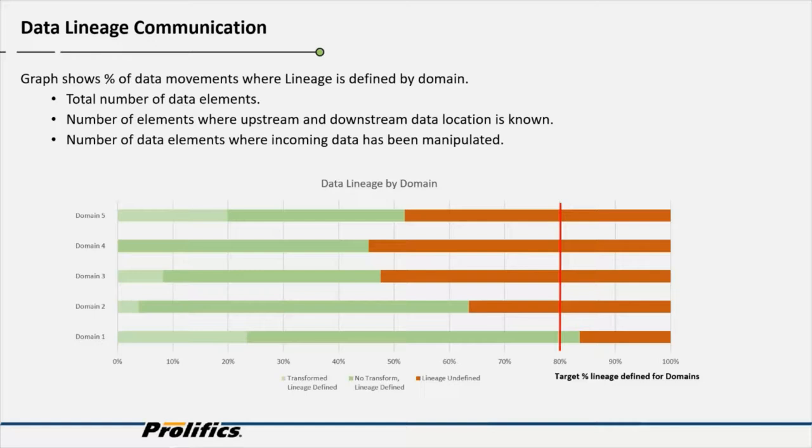We may, as an organization, say, look, we want every domain to get to the point where we understand the lineage for 80% of the data movements. So we can see that domain number 1 is indeed meeting that goal, but the others are not. And in fact, we would ask domain number 4, it doesn't look like there's much being done there. You haven't identified any transforms. Is this a situation where you don't have transforms? But taking this particular graph and this particular communication and showing it to the executive committee or the data owner may or may not motivate a data steward to move forward and get more done.